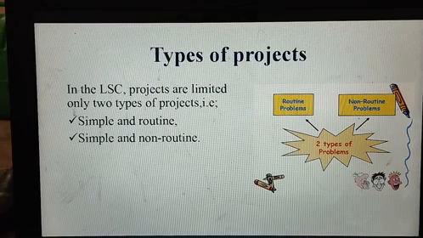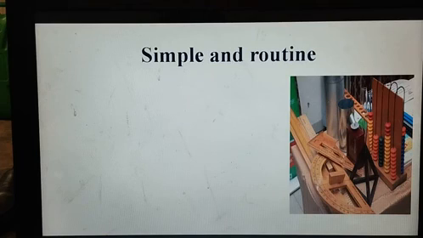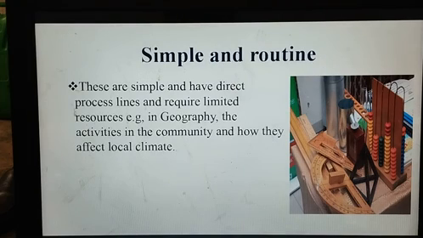So if we continue, if we see simple and routine projects in detail, we have said these ones are simple and have direct process lines, and also require limited resources. For example, in geography, the activities in the community and how they affect the local climate. I'm using the word process lines. What do you mean by process lines?